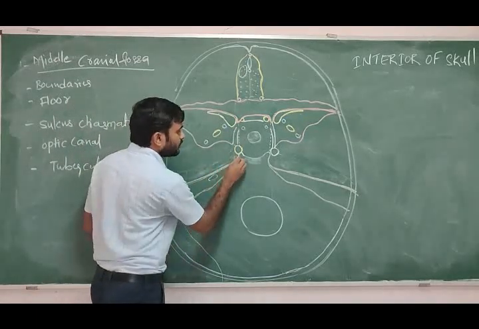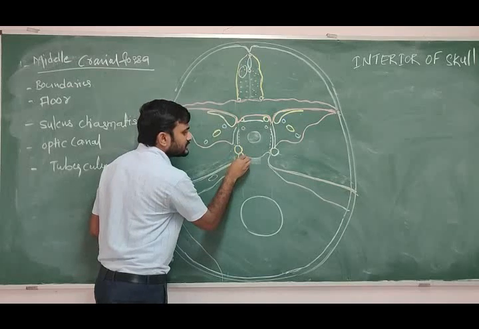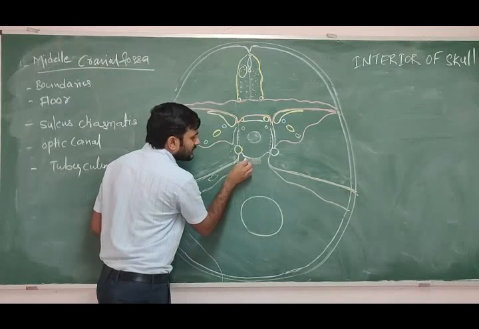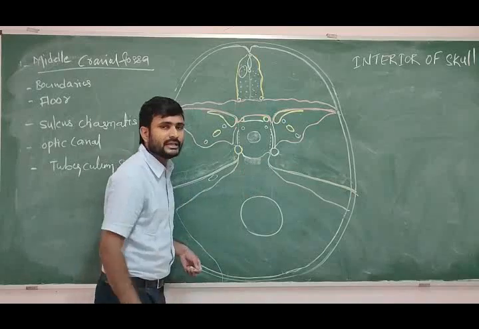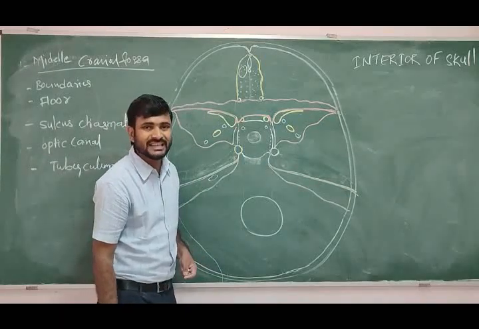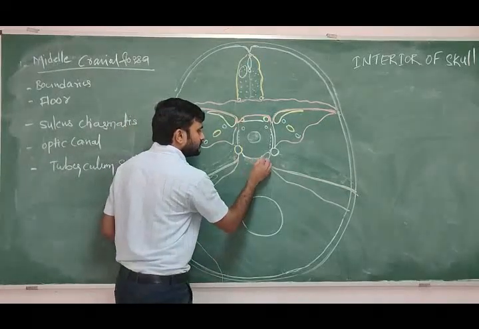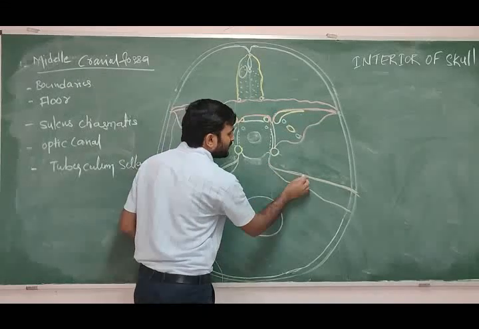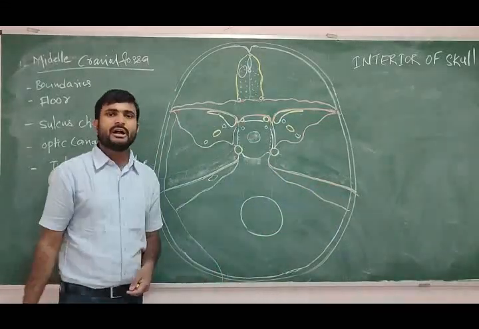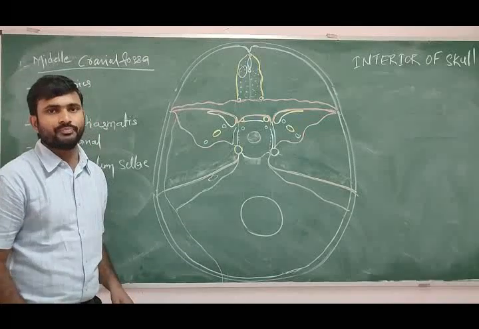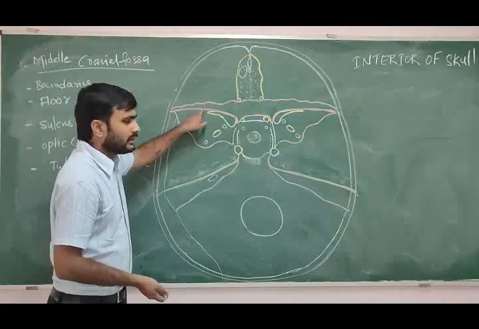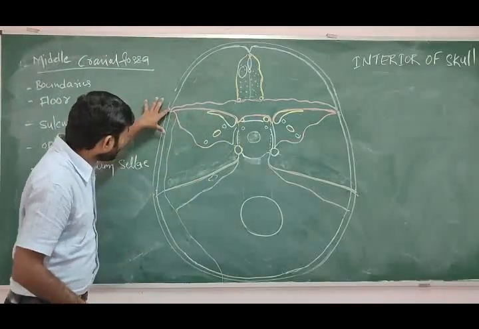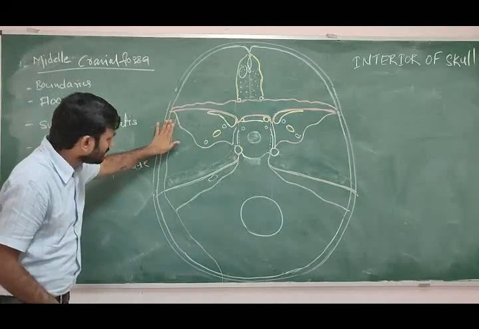Then next, the posterior clinoid process, and the thin bony plate is called the dorsum sellae. And on the other side also the same, posterior clinoid process and the superior border of the petrous part of temporal bone. That is the anterior border and the posterior border. Compared with the lateral border, this is the area called the lateral border.